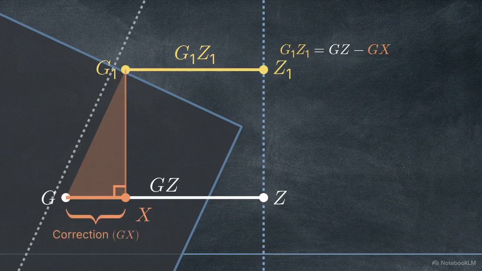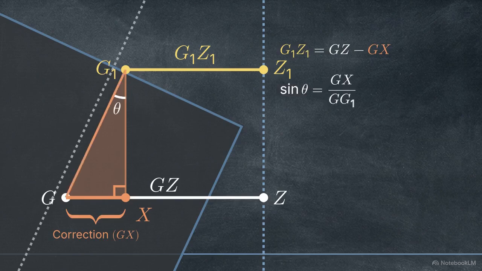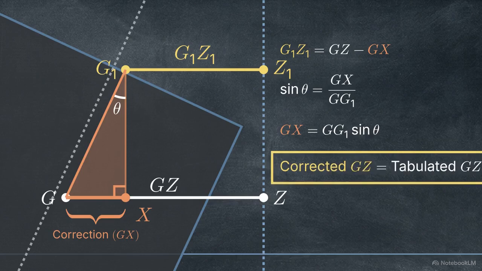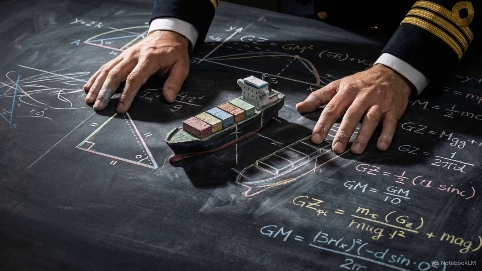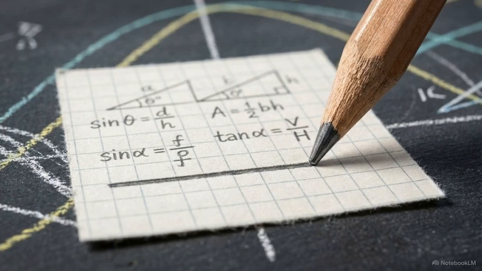The true righting lever is the assumed distance minus segment GX. Using trigonometry, the correction factor equals the upward gravity shift multiplied by the sine of the heel angle. When the payload pushes the center of gravity higher than the baseline, officers must subtract this trigonometric correction to find the true margin of survival.